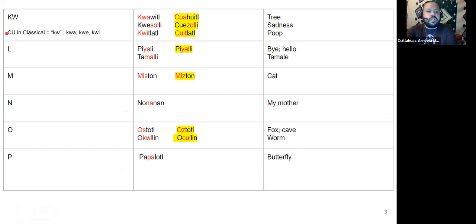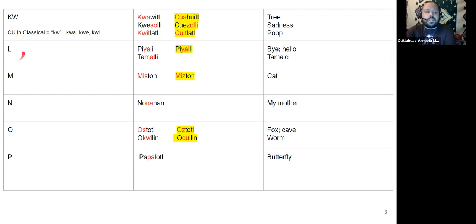KW, or it's a CU in classical, qu. Right, so with the vowels, kwa, kwe, kwi. Here are some examples. Kwahuitl. Kwesoli. Kwitlakoche. Right, so kwa, kwe, kwi. You see it written how it's written in classical, C-U-A, C-U-E, C-U-I. And the meanings are on the right.